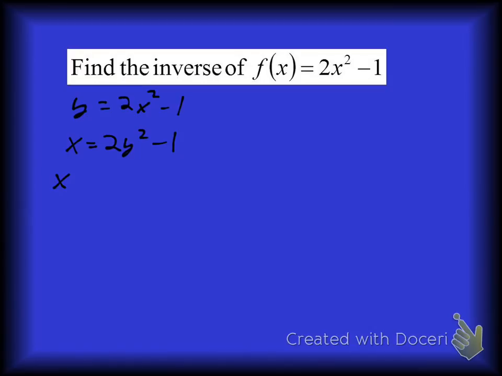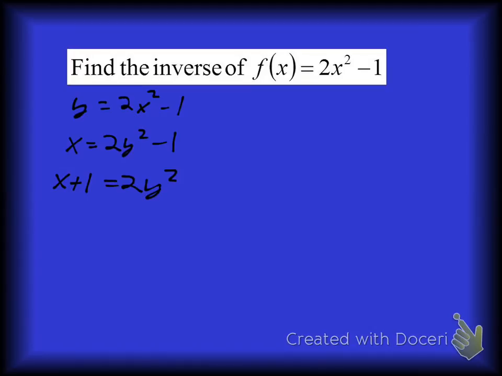So x plus 1 equals 2 y squared. Now, here's where this one's a little weird. What's your next step to get y by itself? Not subtract. Divide, because it's attached. It's 2 times y squared, so to undo that multiplication, you have to divide.